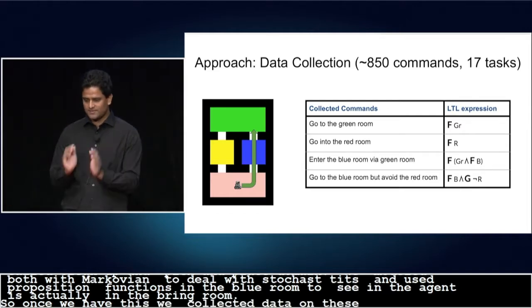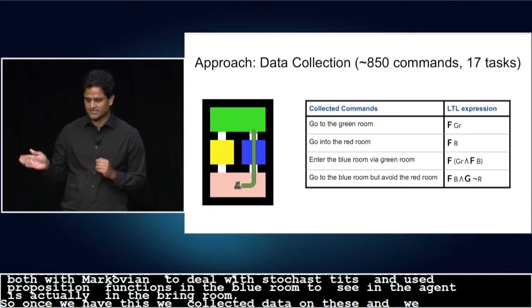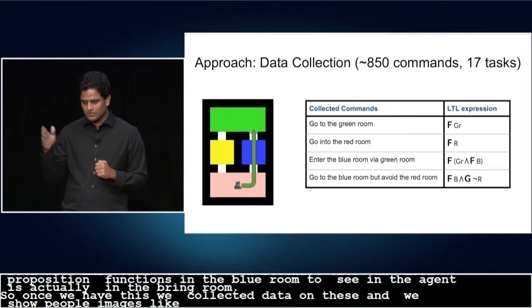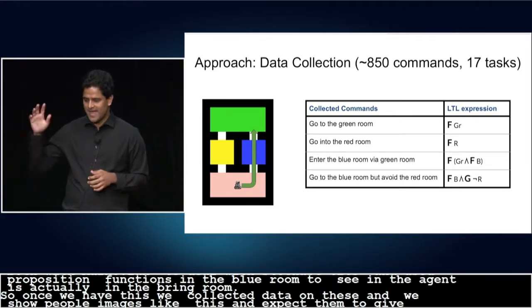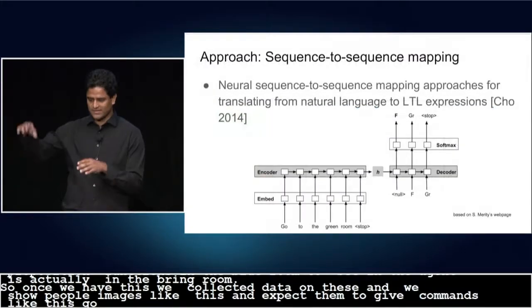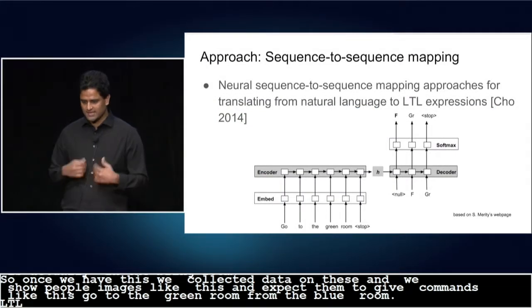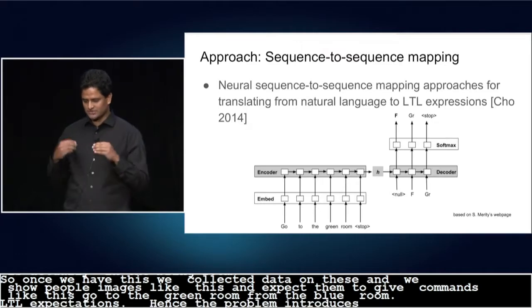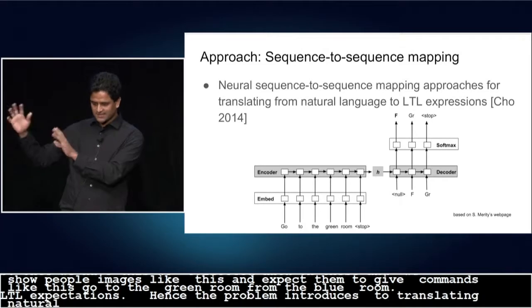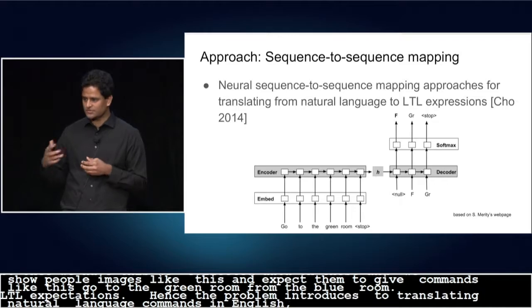We showed people images like this and expected them to give us commands like, go to the green room through the blue room. We then annotated these commands with LTL expressions. Hence, the problem then reduces to translating natural language commands, which are in English, to these LTL expressions. And we use neural sequence-to-sequence methods to do this translation.